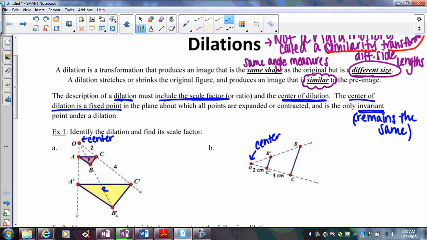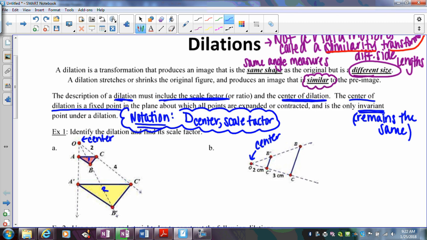So when we talk about a dilation, if we look at this example, we're going to identify the dilation and find its scale factor. The notation we use for a dilation, capital D is going to be the symbol. Makes perfect sense for dilation. So capital D. And then you need to specify those two things. So the center and then the scale factor. So that's the notation when we're describing a dilation. Now you can write it out and say a dilation centered at point O with a scale factor of, or you can use this symbolic notation.